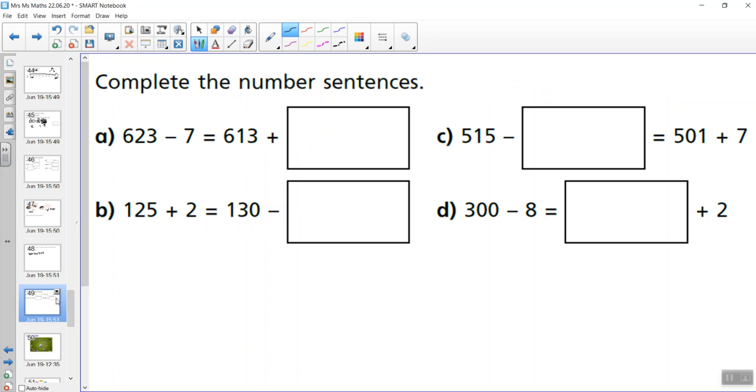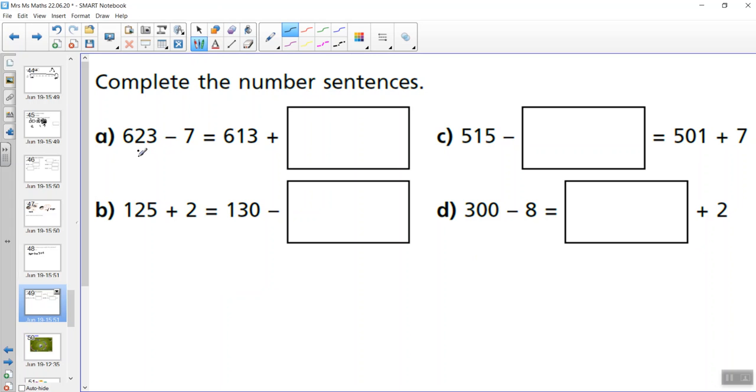Now, we've got some number sentences here. We need to balance them out because we've got an equal sign in here. So have a little go at the number sentences for me. Do the one side that's complete before you do the missing calculation.